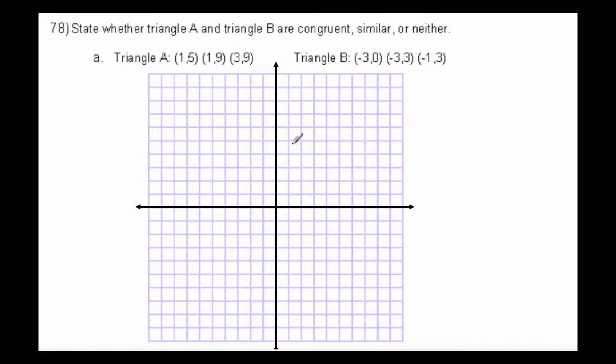Up over 1 and up 5, over 1 and up 9, over 3 and up 9. Okay, let's go ahead and connect them. Okay, so first of all, that's not even a right triangle.